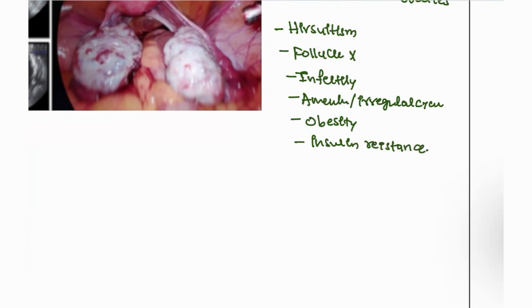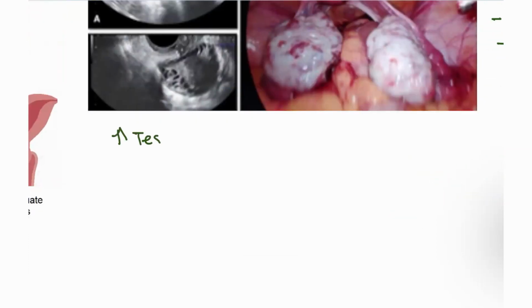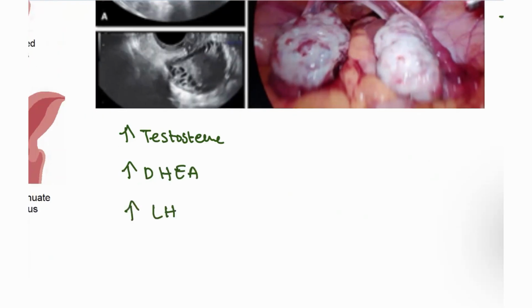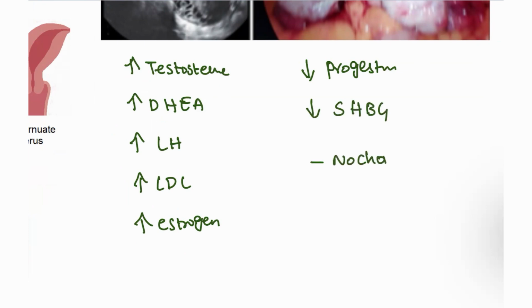Next, the lab findings we are going to see in this patient. Usually the testosterone will be increased, due to the increase of the androgens. Next, dihydrotestosterone, another derivative, can also be increased, and luteinizing hormone is increased. LDL will be increased in this patient, and estrogen will also be increased. Next, progesterone is decreased, and serum SHBG is also going to decrease, and no changes are seen in the FSH and also prolactin in the lab findings.